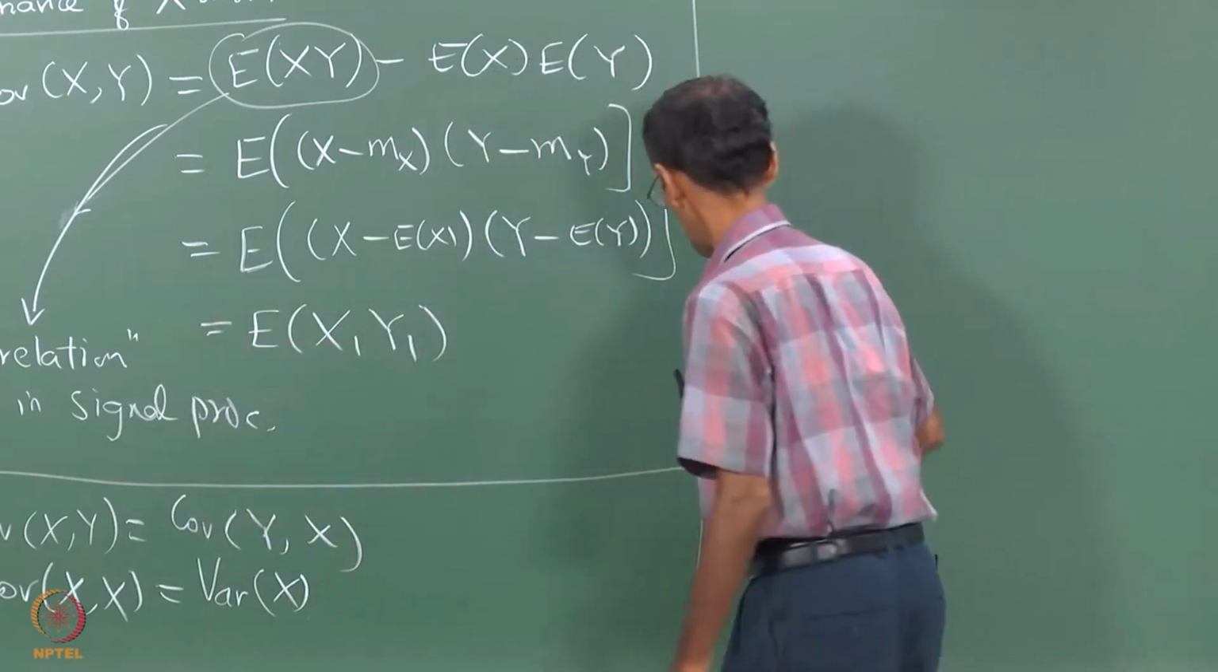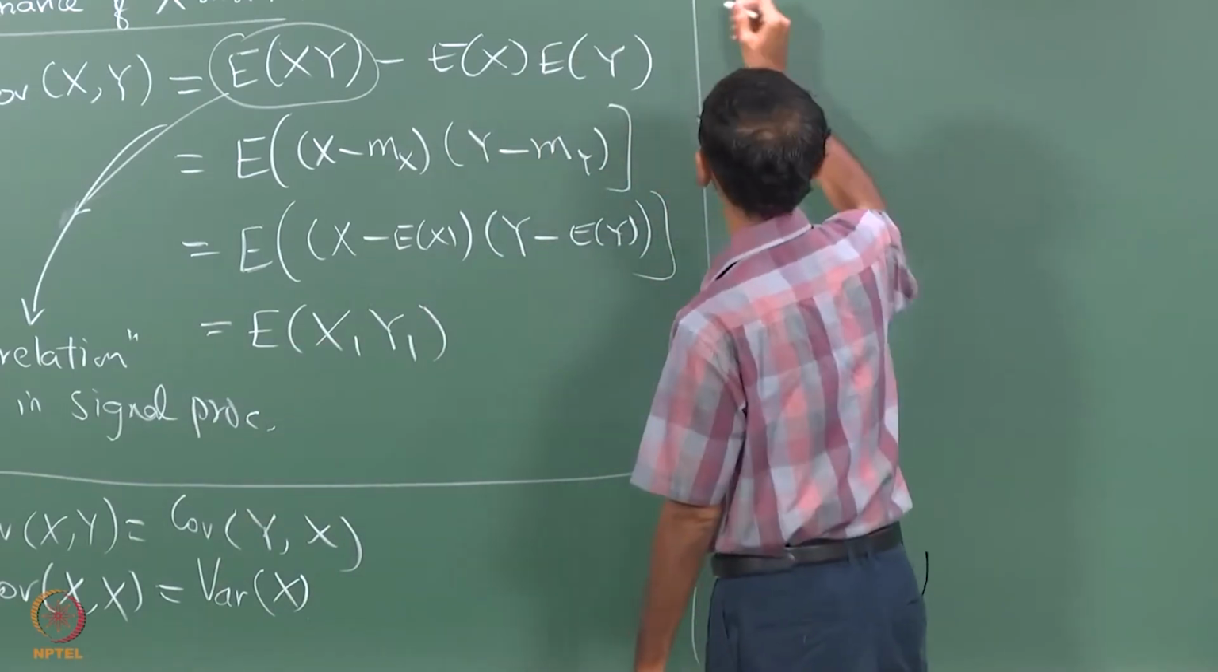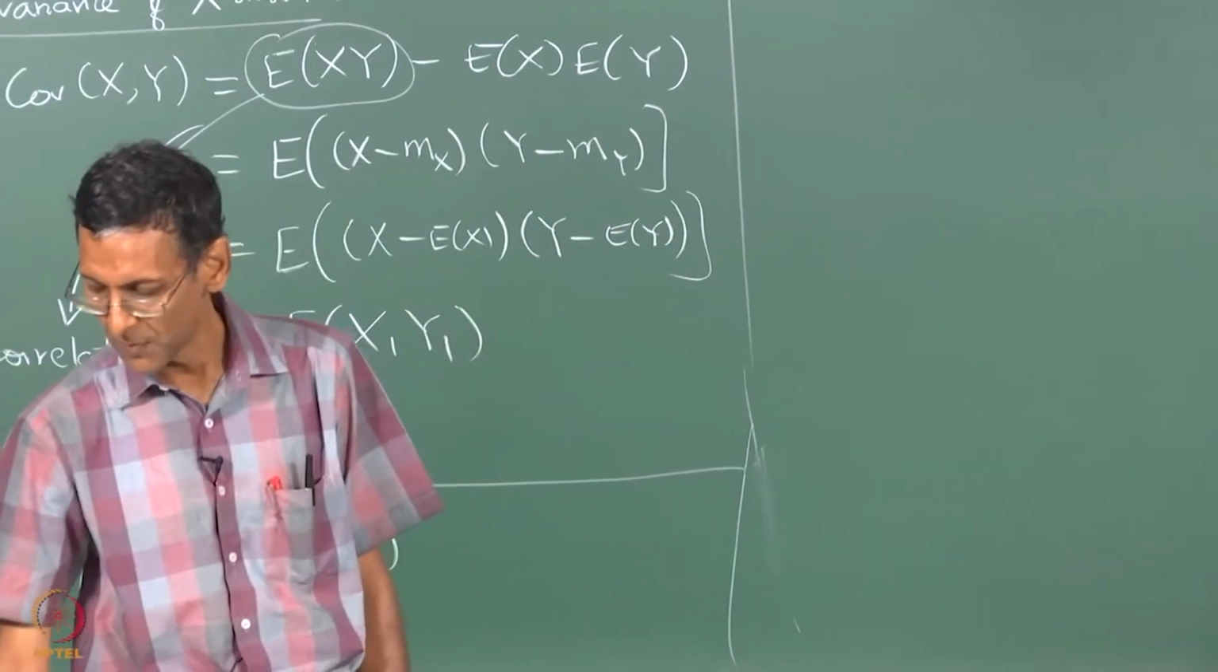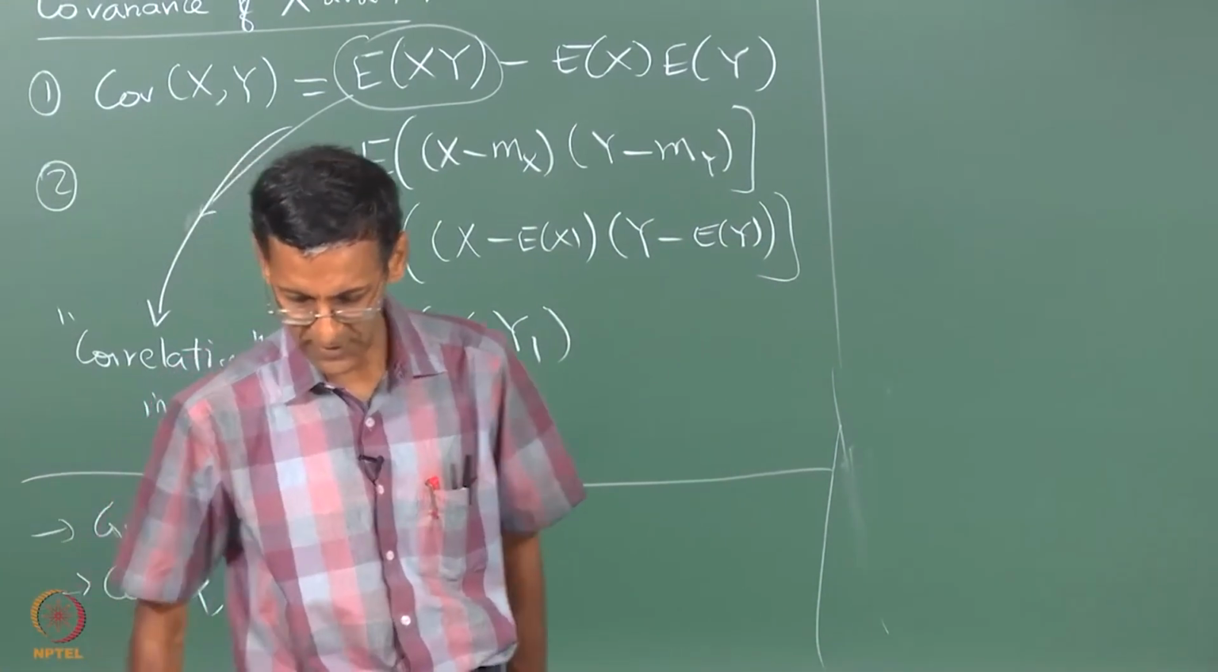Okay. So now let us see how to use this correlation to do more interesting things, like the sum of multiple random variables like x1 plus x2 plus x3, for example.